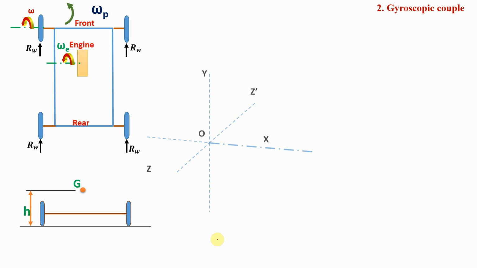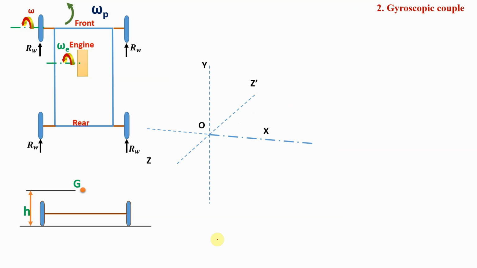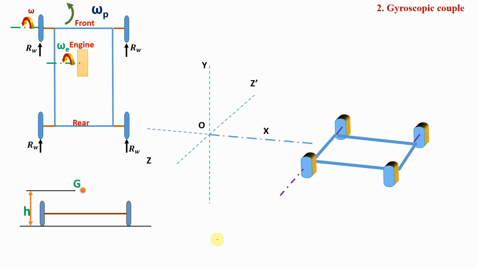Now you can find out the sense of CR using another method. Make use of coordinate system. Place the object, that is a four-wheel vehicle, along the x-axis.